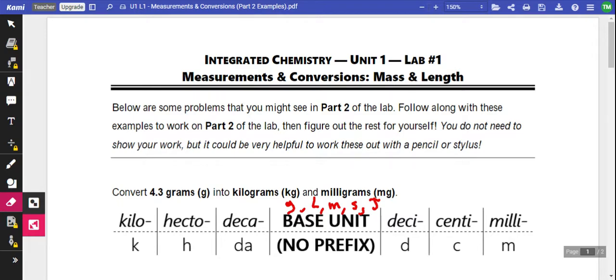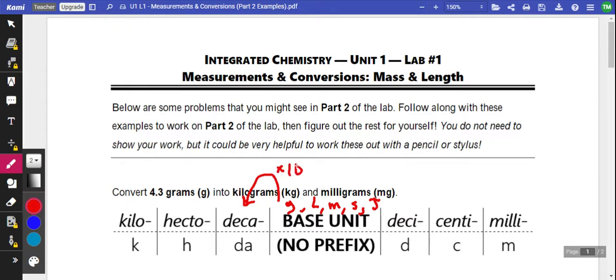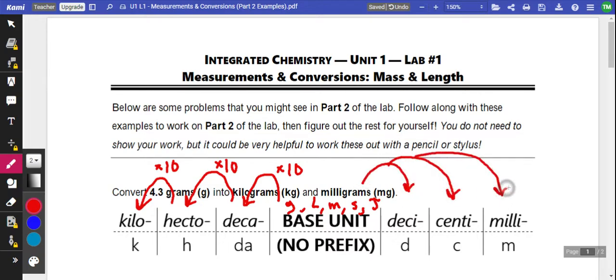It's way smaller. Now the nice thing about the metric system is all of these units change by a factor of 10. So a decameter is just 10 times as big as a meter, and a hectometer is 10 times as big as a decameter, and a kilometer is 10 times as big as a hectometer, and things like that. We can go the same way between our base unit and deci and centi, but it would be 10 times smaller. It'd be like dividing by 10 each time.